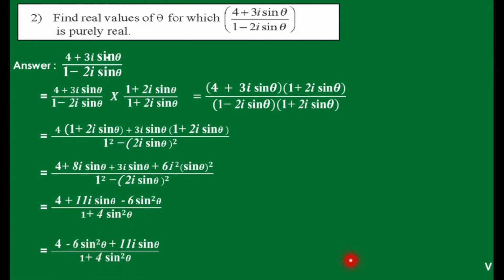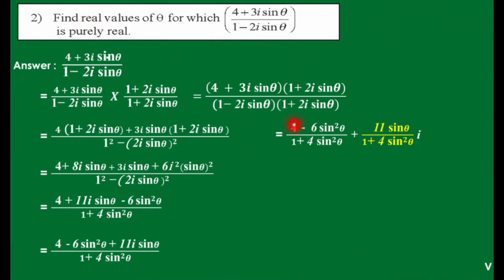So we separate the base. After taking the base separately for the real and imaginary parts, here we divide by 1 plus 4 sin square theta. The first term is the real part and the imaginary part we represent by yellow color.